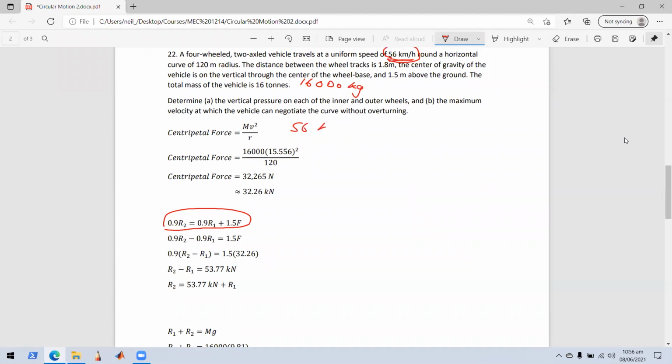So 56 kilometers per hour is equal to 15.556 meters per second, converting that. M, 16 tons, is actually 16,000 kg, divided by 120 meters, which is the radius of the track. Plugging those values into our calculator, we should get the centripetal force is equal to 32,265 newtons, or 32.26 kilonewtons. Now, from that, we establish our little moments equation.